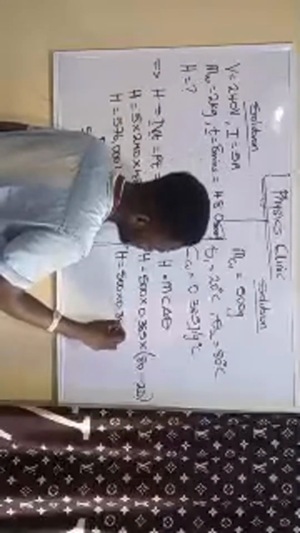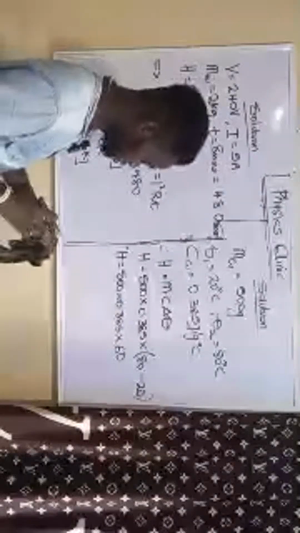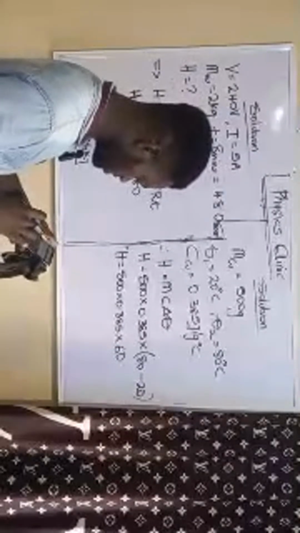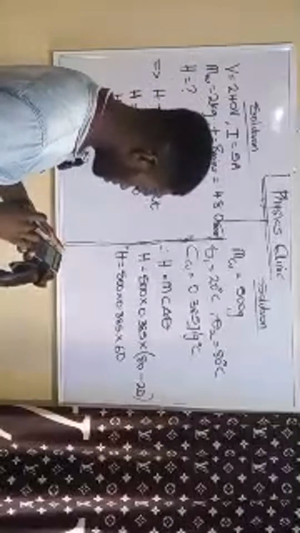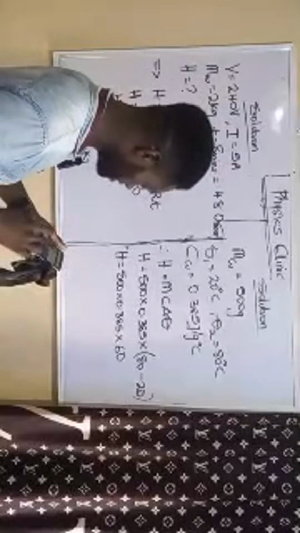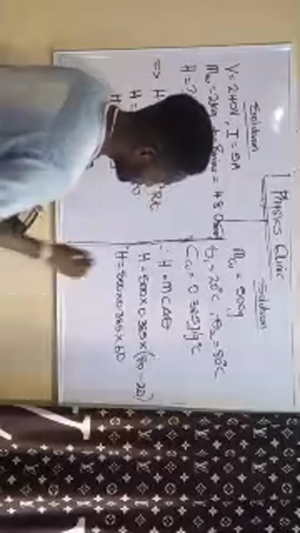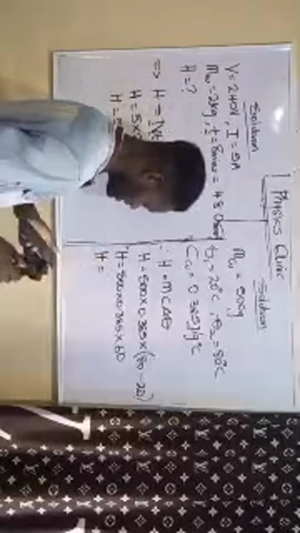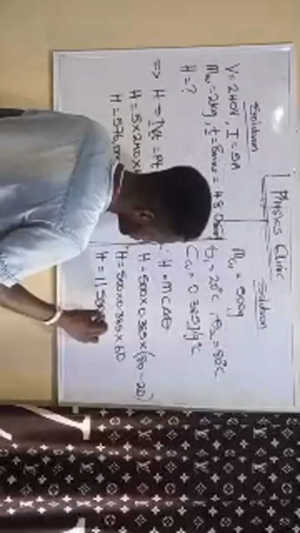500 times 0.385 times 60. So let's do that mathematics. Punch your calculators with me. So I have 500 times 0.385 times 60. So the heat energy is giving us 11,550 joules.